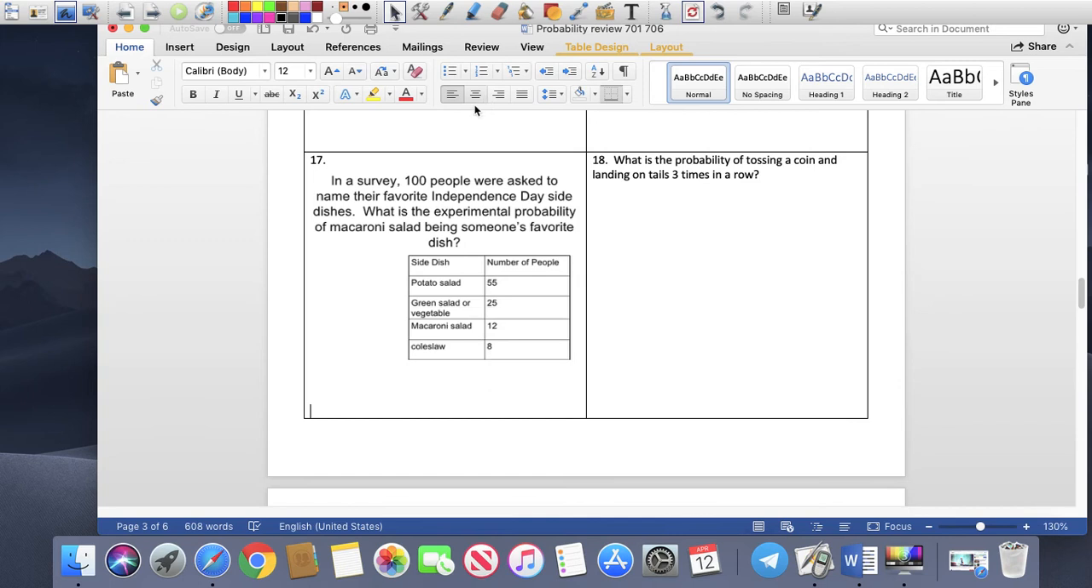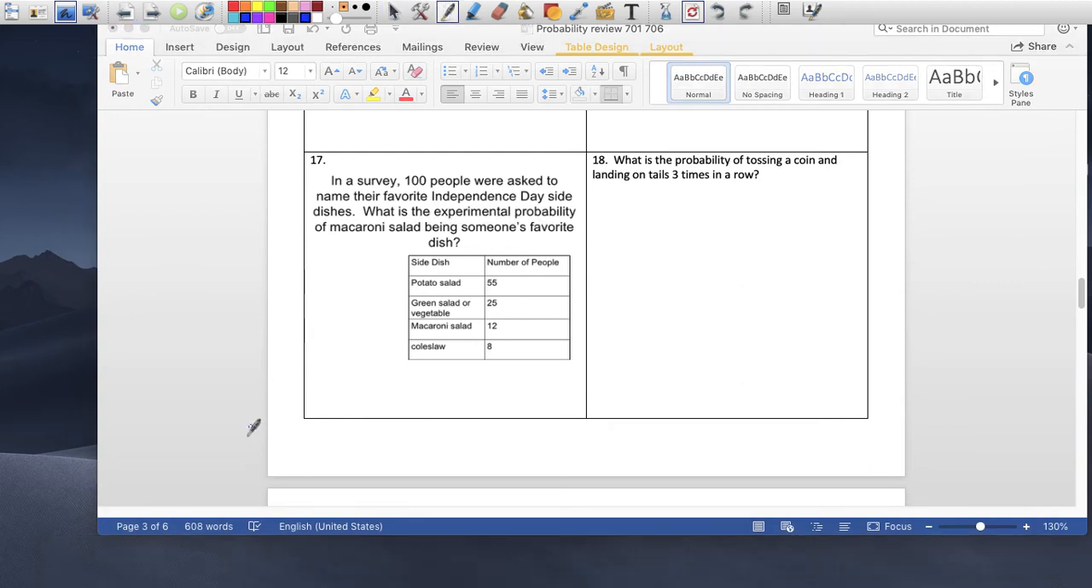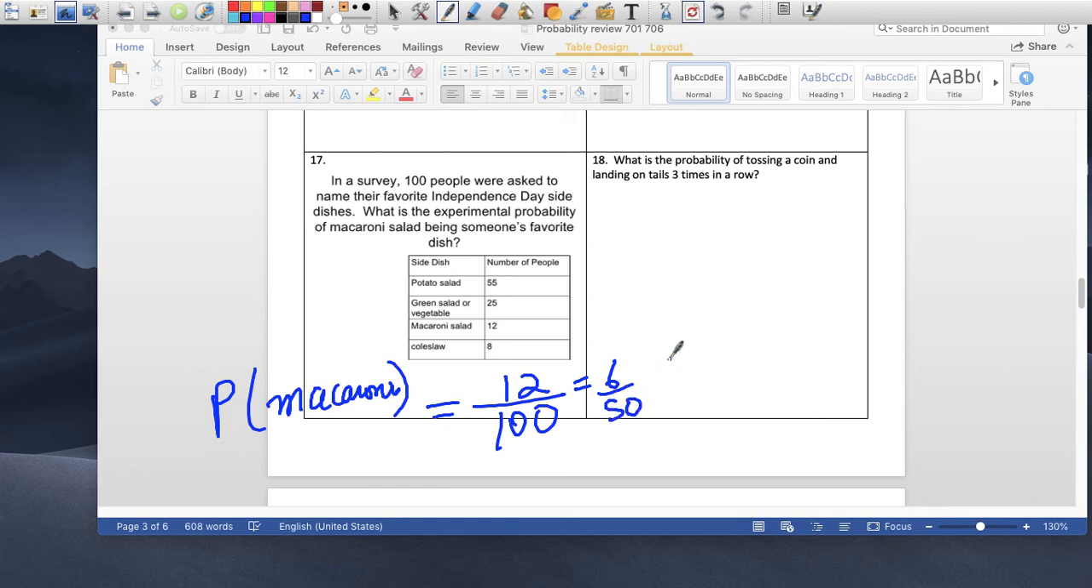In a survey, 100 people were asked to name their favorite Independence Day side dish. What's the experimental probability of macaroni being someone's favorite side dish? So we want the P of macaroni. And again, this is experimental, so based on an experiment that happened, which in this case was a survey, out of 100 people, how many said macaroni salad? 12 over 100. Which you can simplify to 6 over 50 and then 3 over 25. Or you can change that to percent later, to 12% if you so choose, depending on what kind of multiple choice question answers you have.